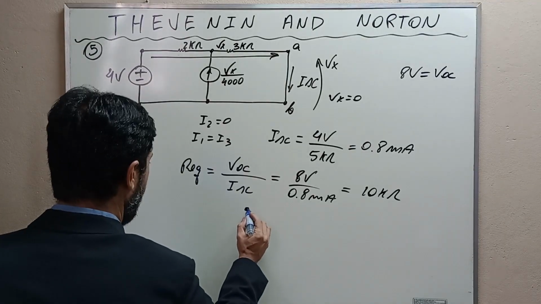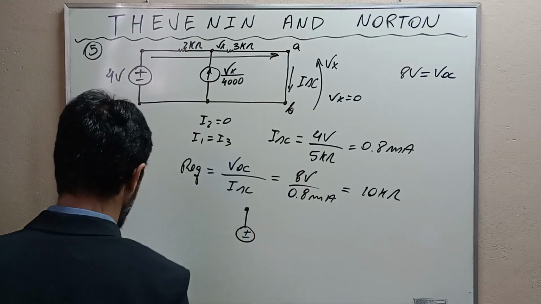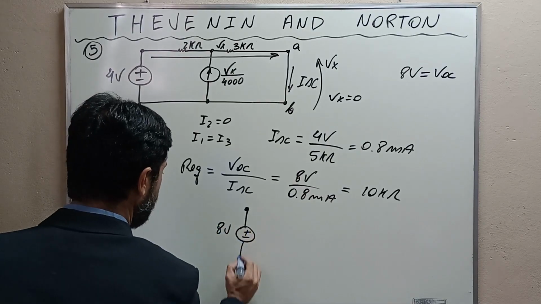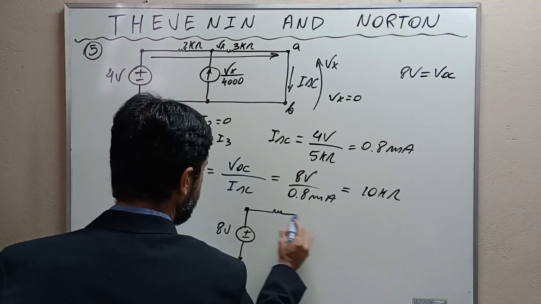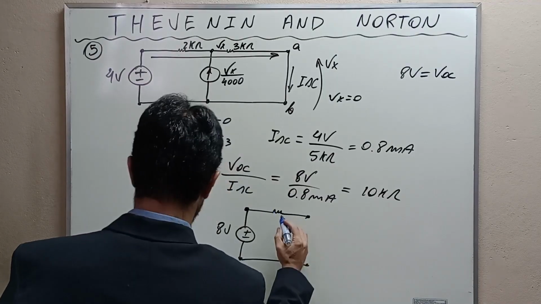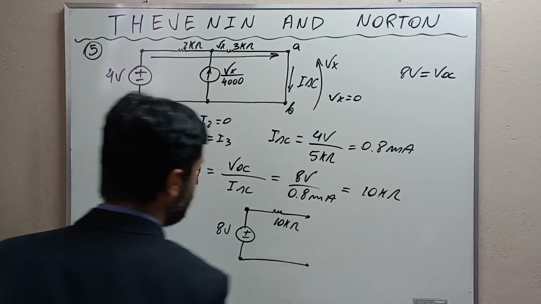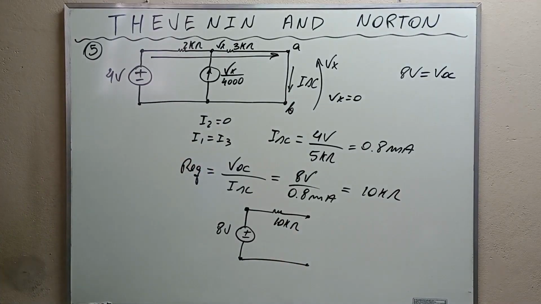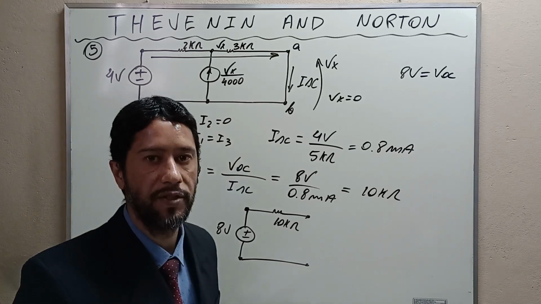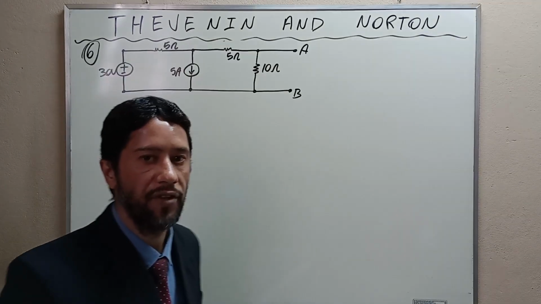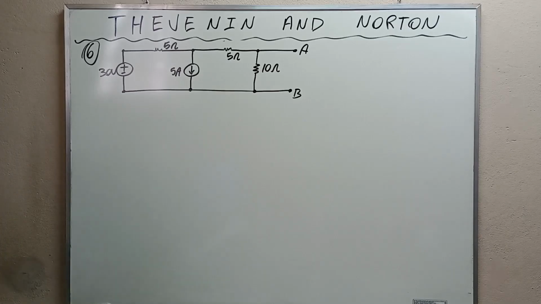Consequently, the Thevenin equivalent circuit is 8 volts and 10 kilo ohms. Alright, this is the Thevenin equivalent circuit. Now let's deal with Norton. Let's go to exercise number 6. Exercise number 6, find the Norton equivalent circuit for the following network. Alright, my friends, this is the question. Let's go to the solution.